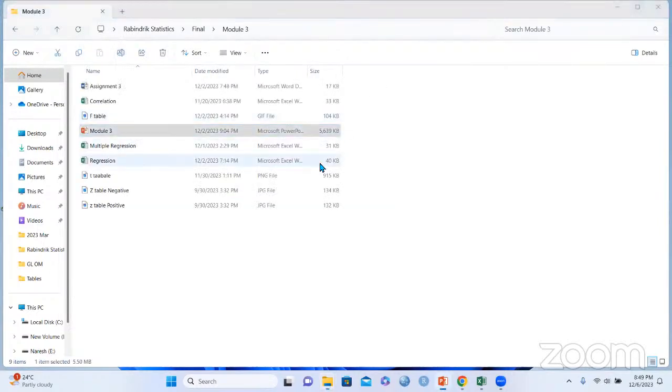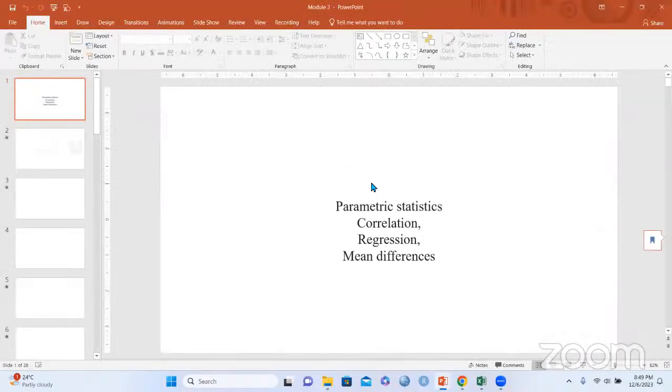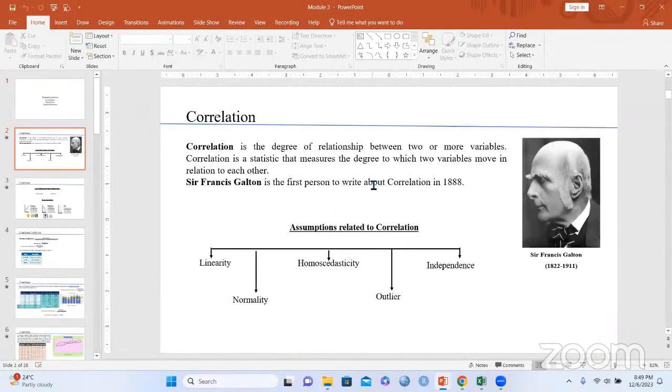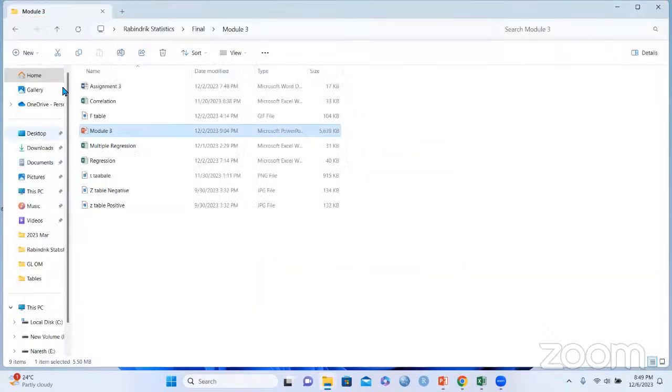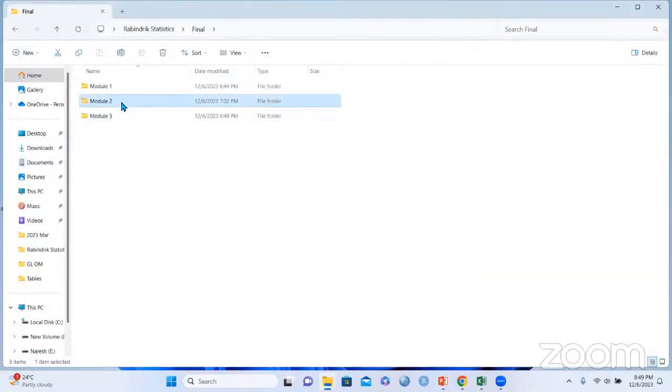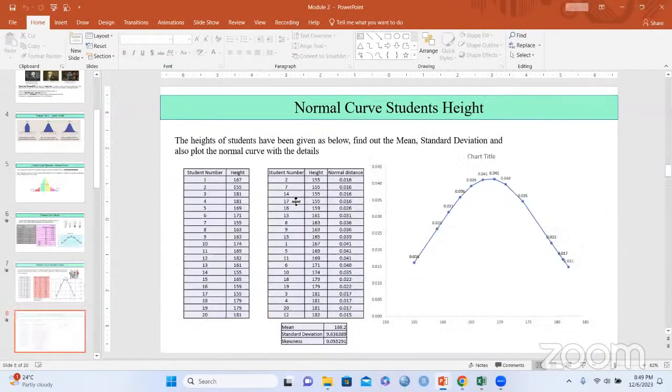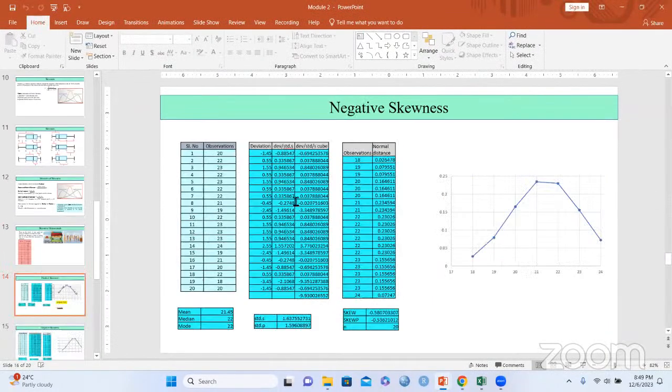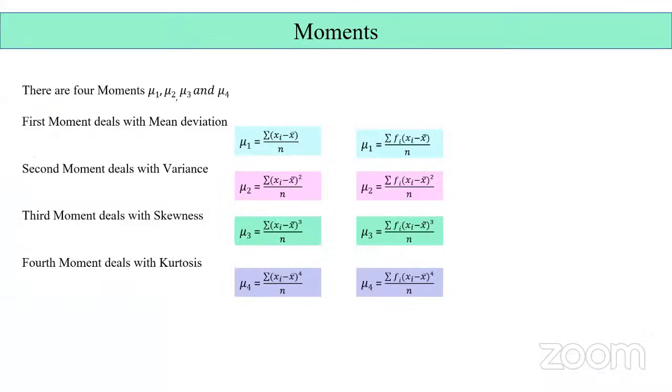One minute, I'm just sharing that. I think it is in module 2, right? Yes, moments, yes, this one, sir. Sir, if we calculate the skewness with this formula, it should match with beta also, sir. But that is not coming, sir.